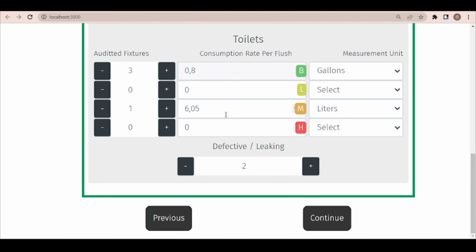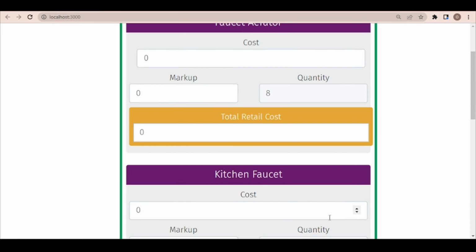As an example, this one toilet that was audited has a flush rate of just over 6 liters per flush. This will be converted to gallons in your report summary to remain consistent with your account's initial setup. So this value calculates to about 1.6 gallons per flush.